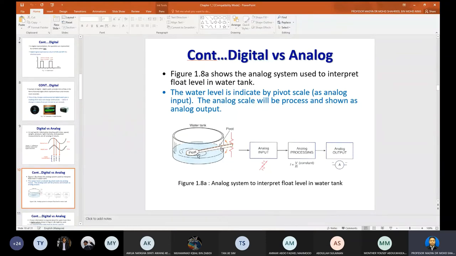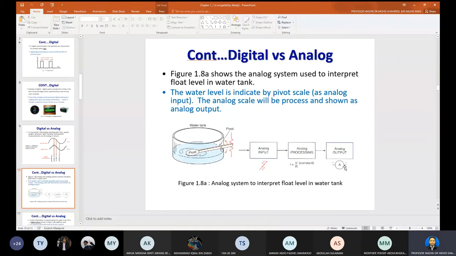So when the amount of water increases, the variable resistor will increase. Then the current will be reduced. This is an example of how analog is converted into analog. You can also see this is the analog output, in ampere, the current here.